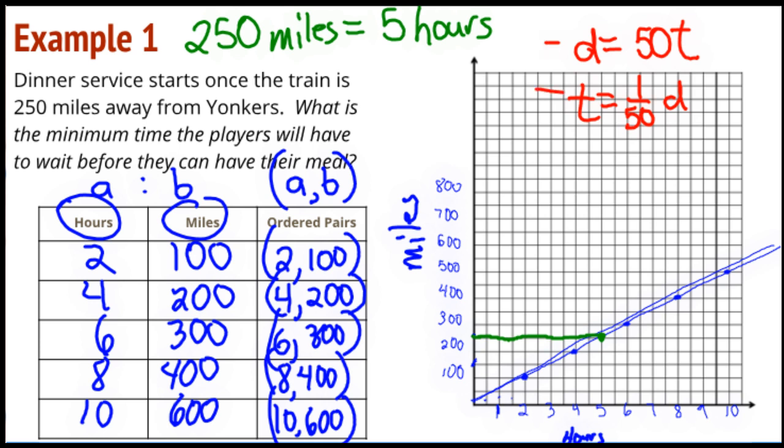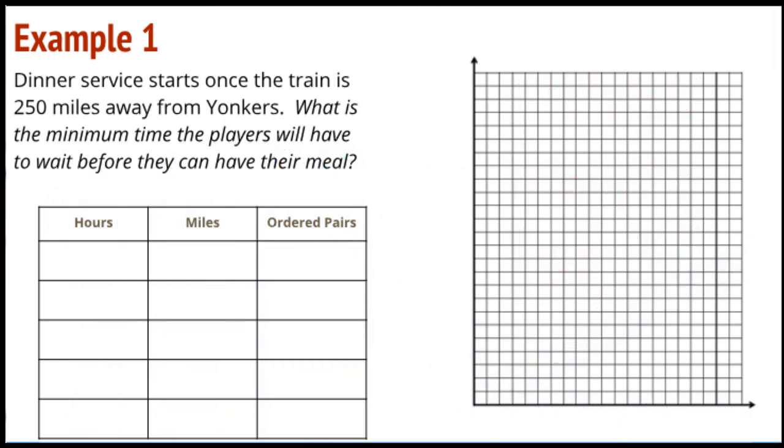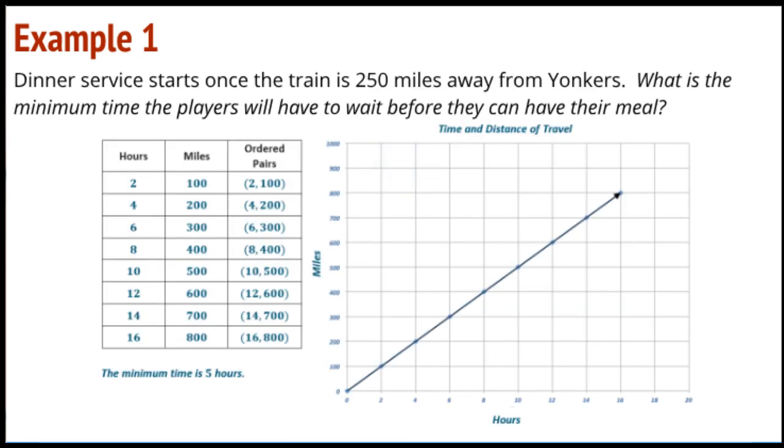Now I've got the distance and I want the time, so the time is equal to 1/50th of the distance of 250 miles. So the time is equal to 250 divided by 50, which equals 5. So now I've got a graph that shows it to me, and I have used the value of the ratio that I found to help me answer the question. So it's going to be at least 5 hours before they have their meal.